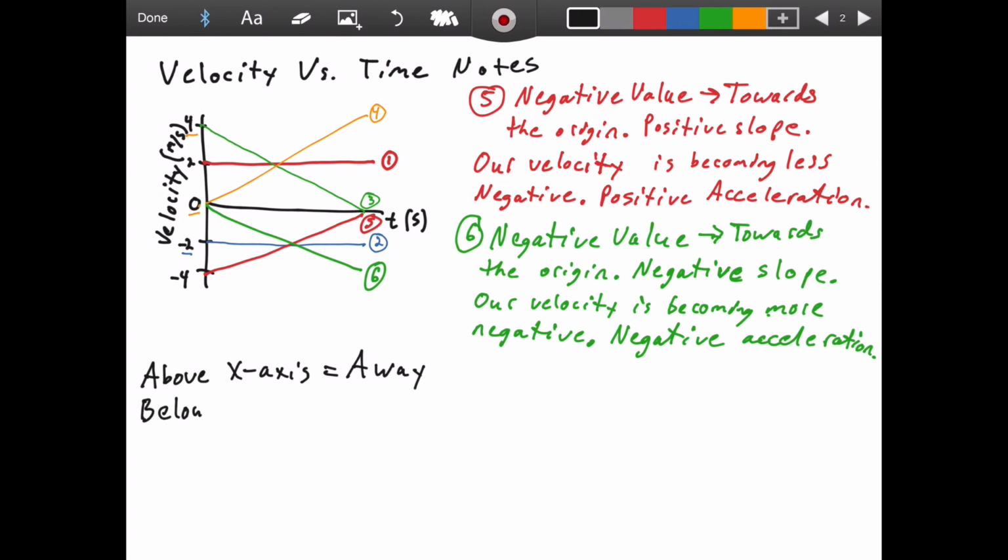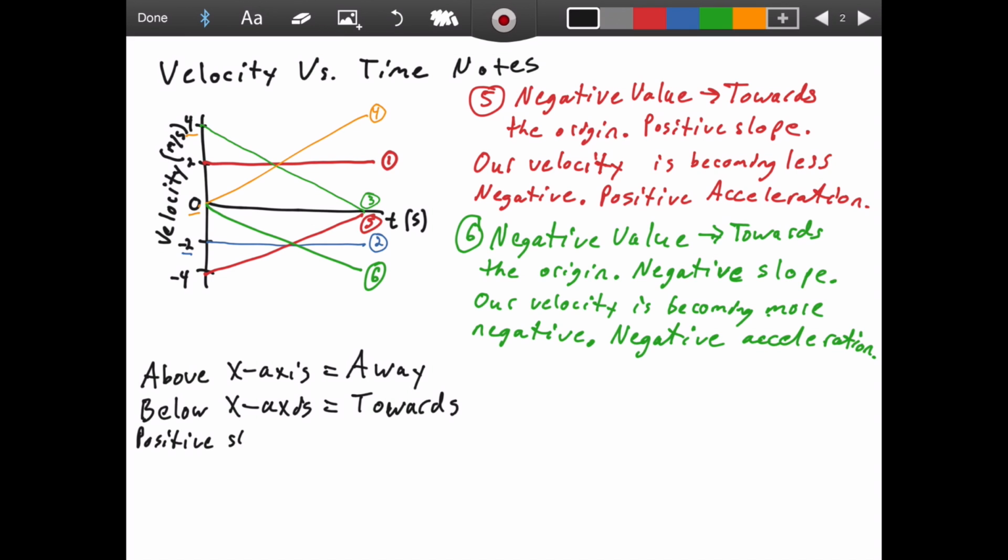The next thing we want to look at is below the x-axis. And below the x-axis, we can see that we're moving towards the origin because we have a negative value for velocity. A negative velocity means that we are losing meters, right? Negative meters per second. So every second we're getting closer and closer to that origin.